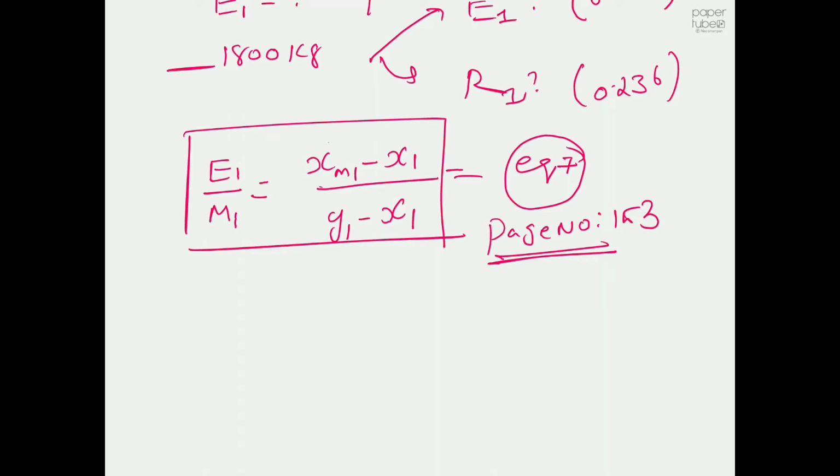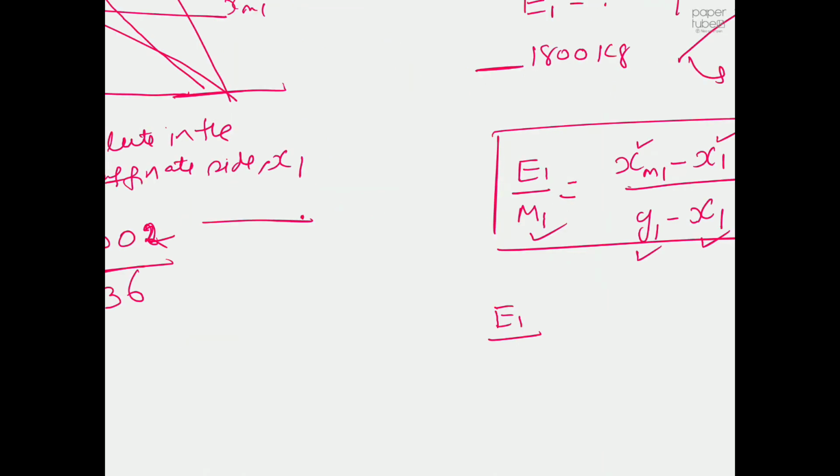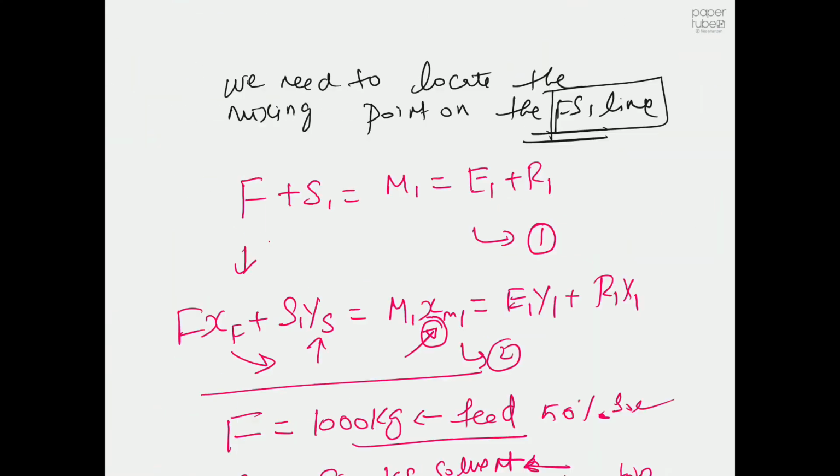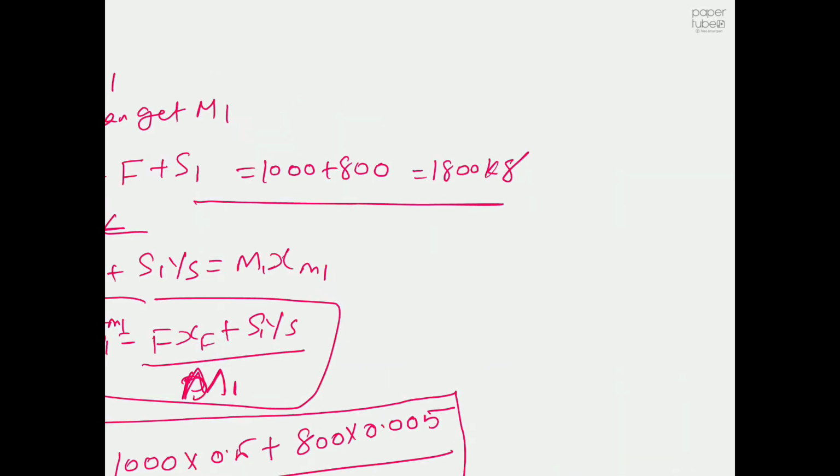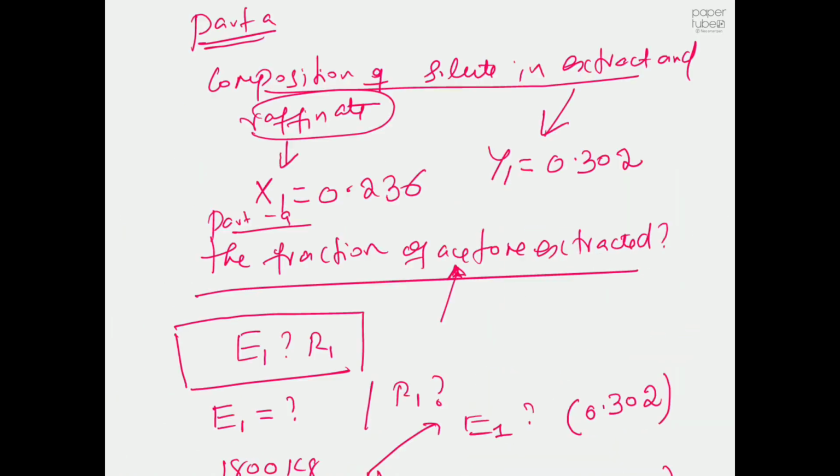So E1 by M1. I think we have all these values. We know x1 and y1, which we calculated just now. We know what M1 is: M1 is feed plus solvent. We calculated this a few minutes ago from equation 1. So we know M1 is 1800 kg, so E1 over 1800.